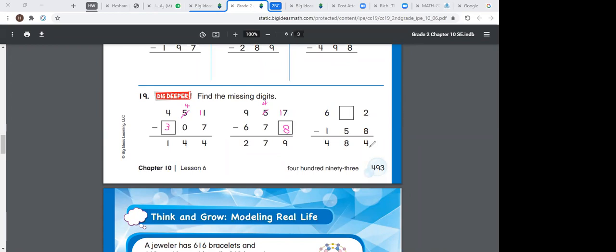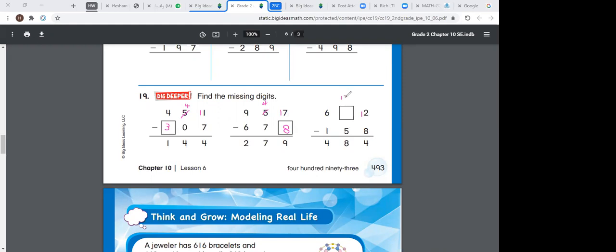2 minus what number equals 8? Actually, it's impossible because 2 is less than 8. So this 2 must be 12. It's not 2, it's okay, it's a 12. Now 12 minus 8 equals 4. That's right. Now what number minus 5 equals 8? 13 minus 5 equals 8. So let's write here 13.